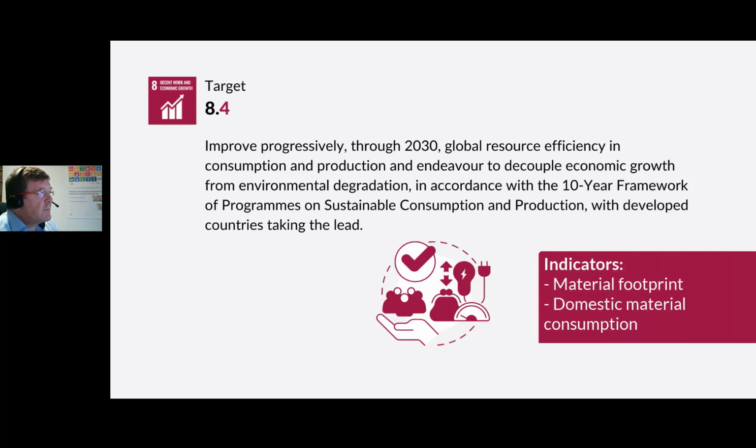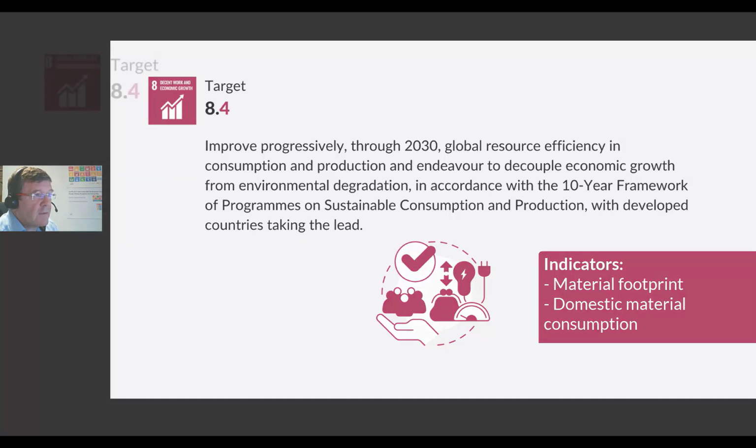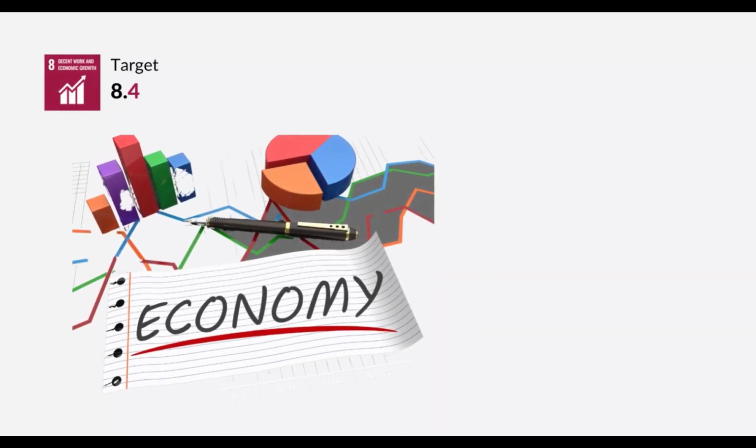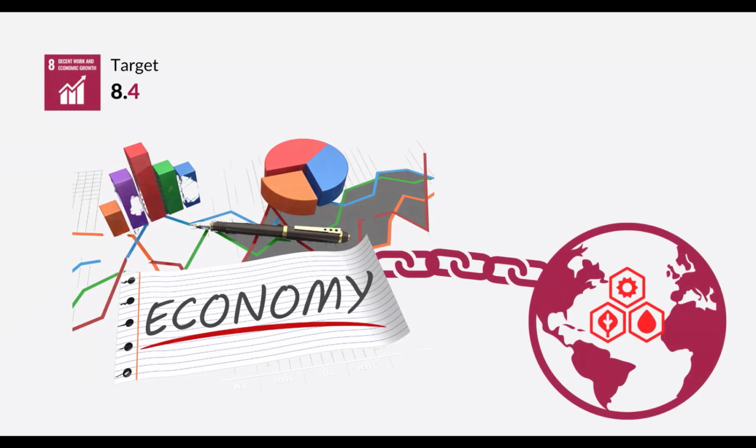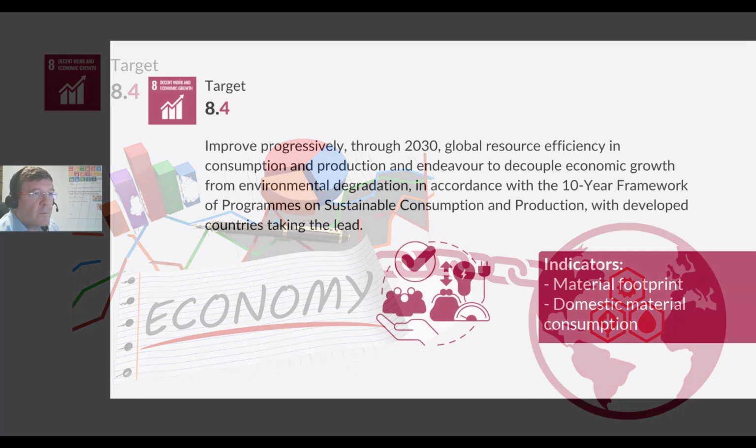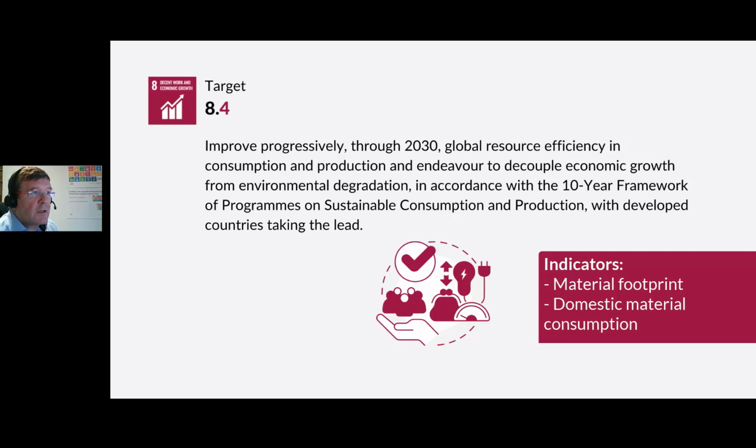Indicators are the material footprint per capita, and material footprint per GDP. Domestic material consumption per capita, and domestic material consumption per GDP. So we have to be very careful about the linkage that we have between economic growth and environmental damage. And as the target points out, decoupling economic growth from environmental damage is absolutely essential going forward.